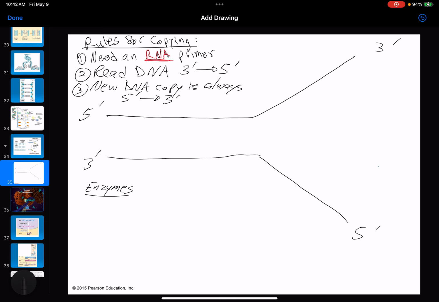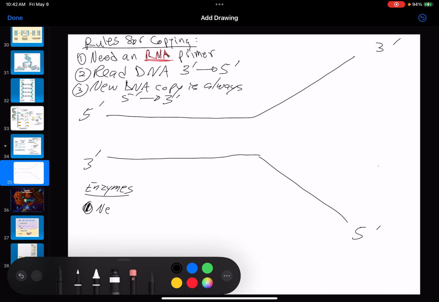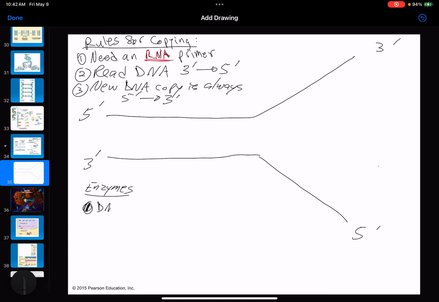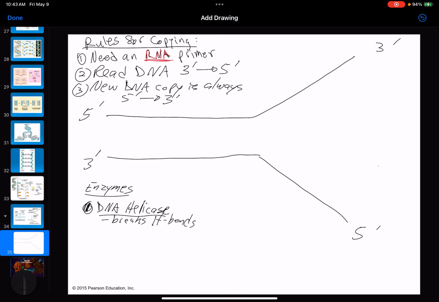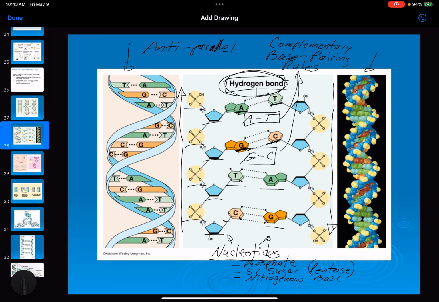The enzymes that we need will be 3. Number 1, we need DNA helicase. This is an enzyme that unzips the DNA. See how the strands are separated on the right-hand side? That was done by DNA helicase. So this one breaks the hydrogen bonds that hold the DNA strands together. It breaks these bonds. So DNA helicase just cuts right down through there.